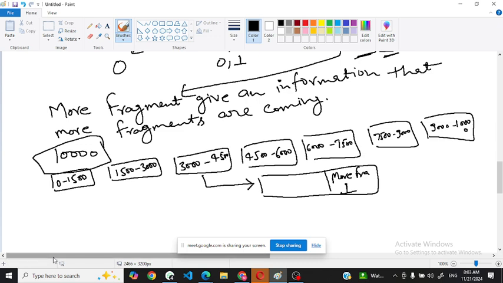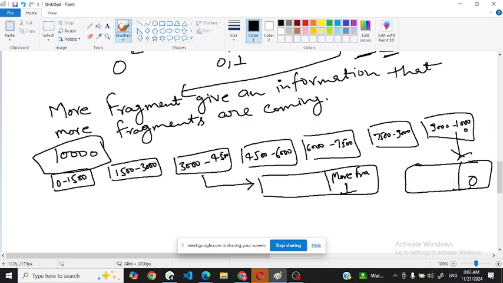Okay. And if it is 0, if it is 0 here for this last one, it means no other fragment will come. It is the final one. Is it clear?